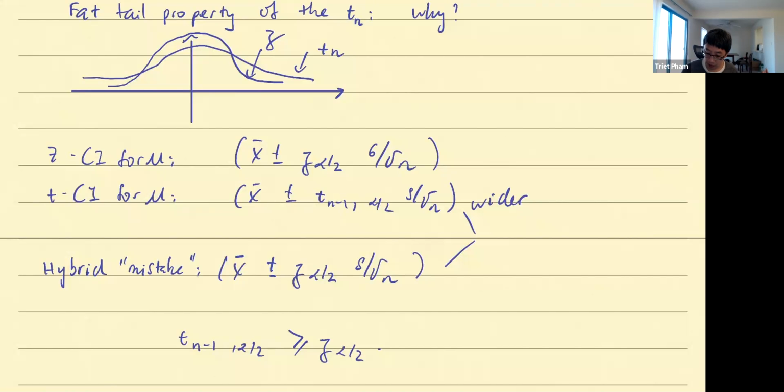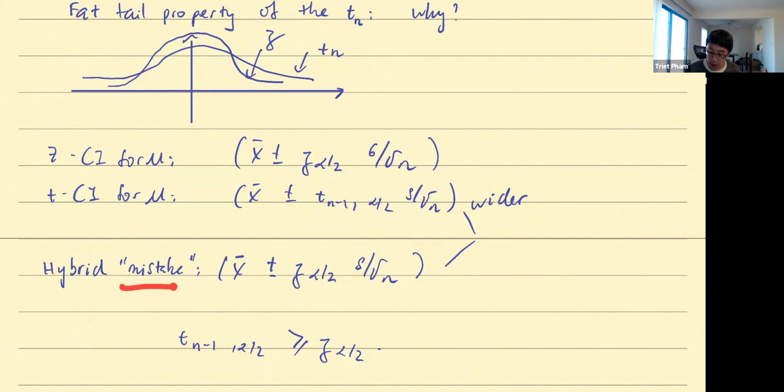What this means is that if you mistakenly, that's why I say mistake in quotes, use a Z instead of a T, it will or it might result in undercoverage. Why? Because you have to go out wider to properly cover 95% of the time. If you use less, you will cover maybe 92, 93, not 95. So that was one of the simulation results that I showed you last time.